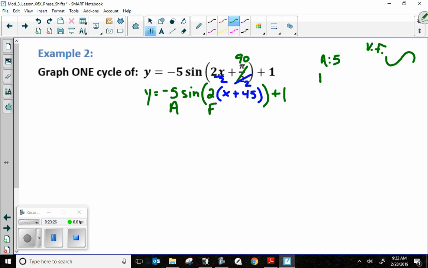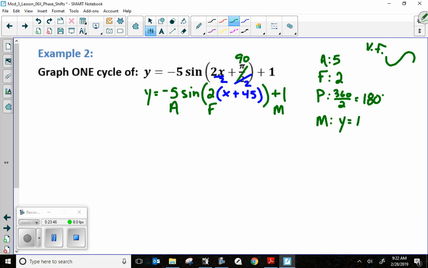Thank you very much, Mr. Factoring. And my period is 360 divided by my frequency, which is 2. It's 180. Okay? My midline, I'm moving up to 1. So instead of y equals 0, which is the x-axis, it's y equals 1.